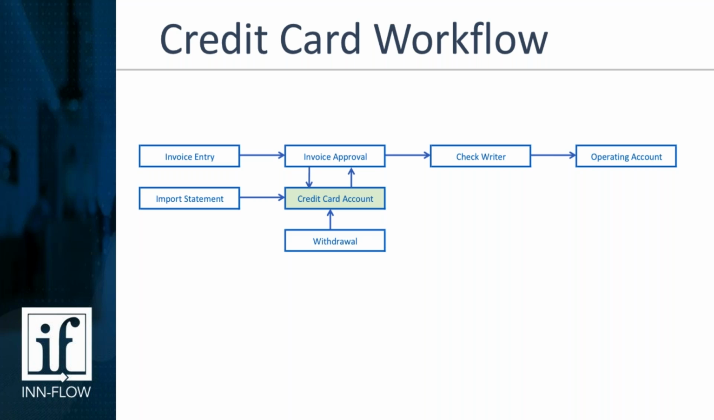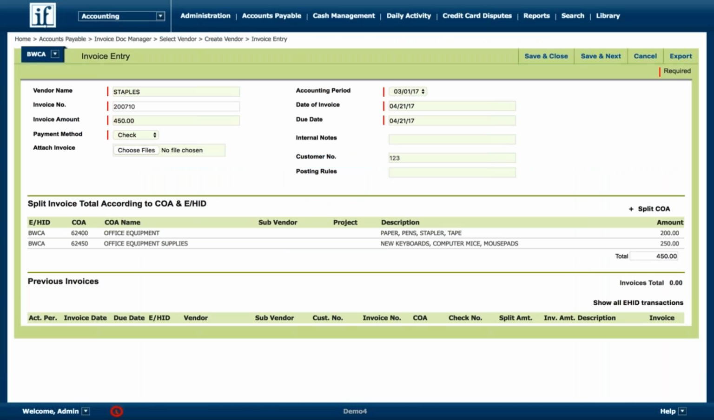You are also able to apply payments through the credit card account. When the payment is created, Inflow will take from the credit card account and automatically set that up under the invoice approval to have a check written and be able to have it show up in your operating account. This will offset the liability from the credit card account into your operating statement. Now let's take a look at how each of the different processes work.